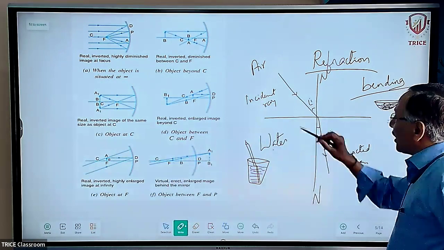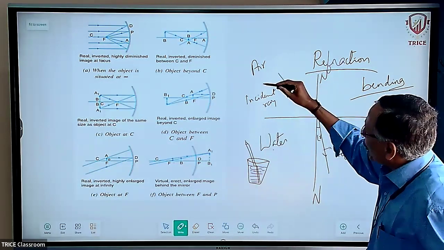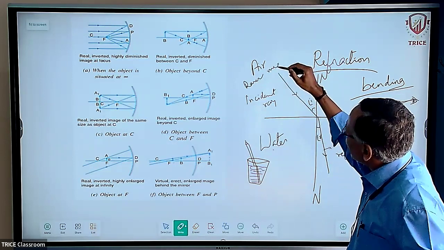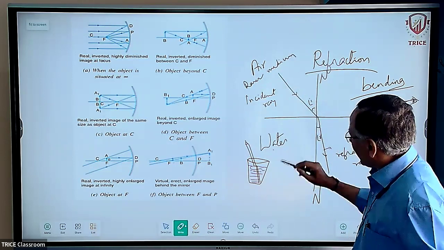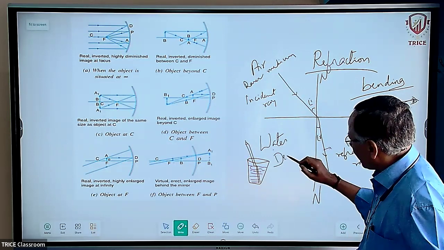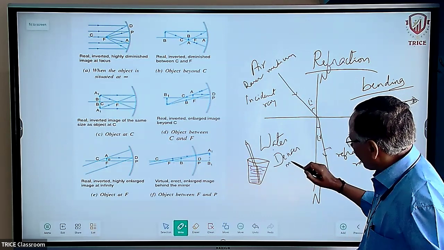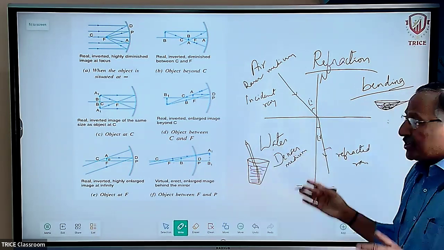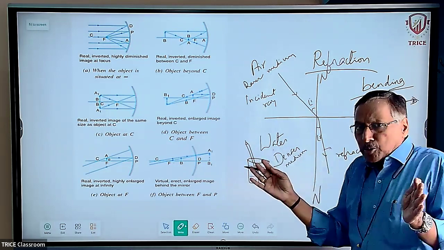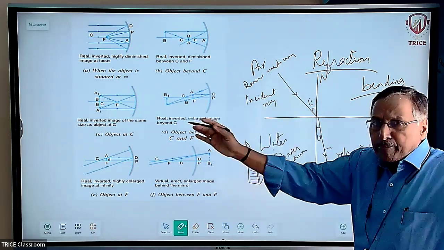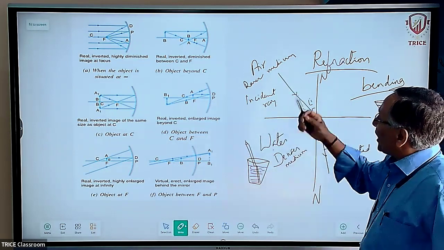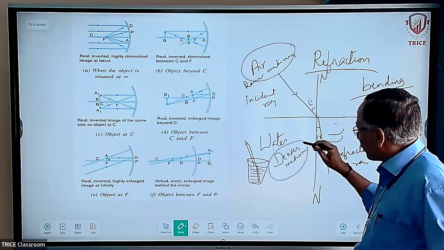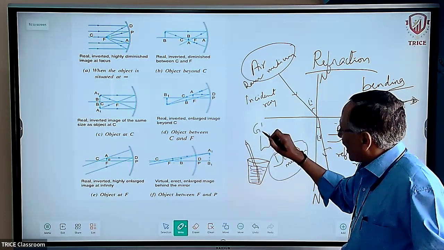Very simple examples. When a light ray travels, this air is called a rarer medium, meaning the particles are away from each other. This is called a denser medium, where the particles are very close to each other. They are closely arranged. Here the particles are closely arranged, here the particles are away from each other. So this we call a rarer medium, and this is called a denser medium. You can also take another example, glass.